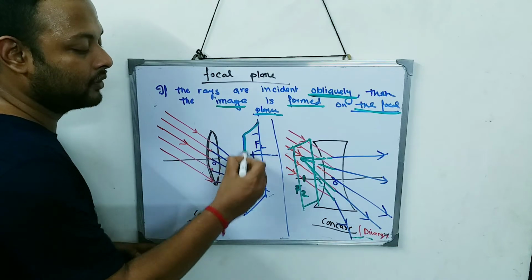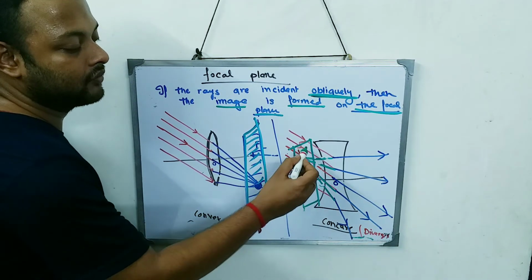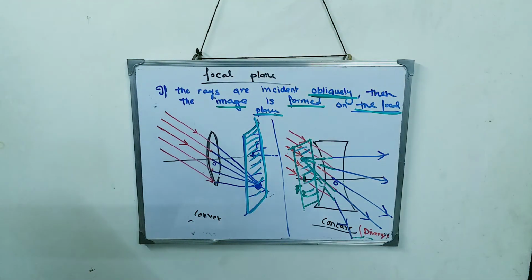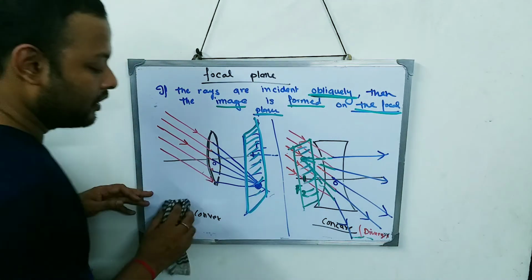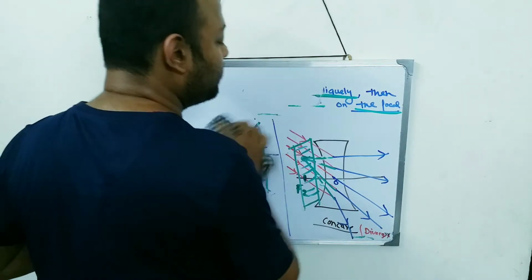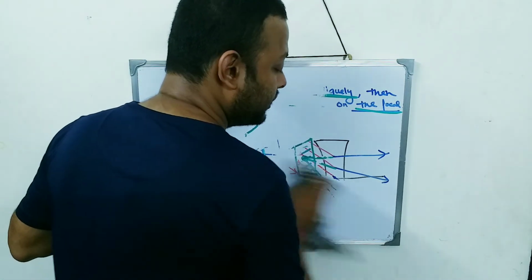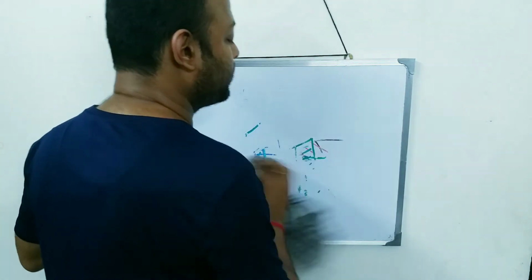This is my focal plane over here, and this is the focal plane over here. I think you understood what I'm talking about. So the focal plane is clear. Now we have to know a few important points which are very important from the exam's point of view.